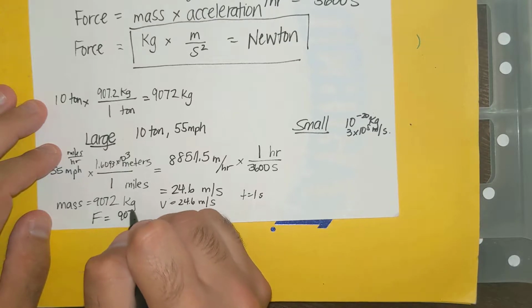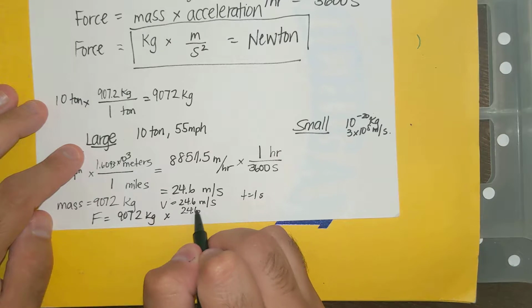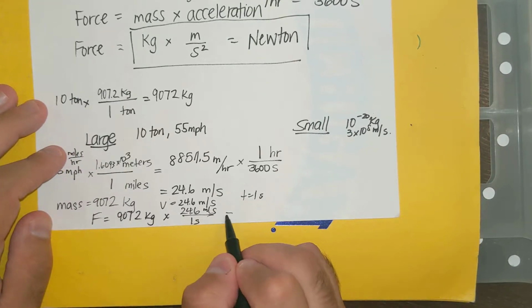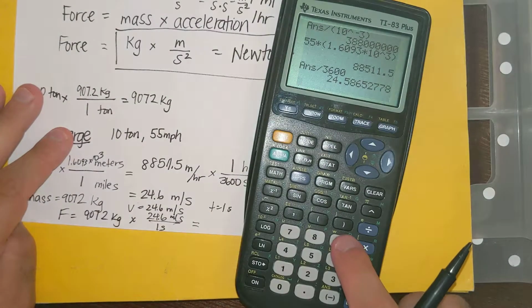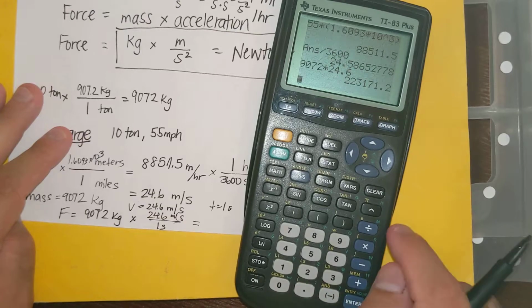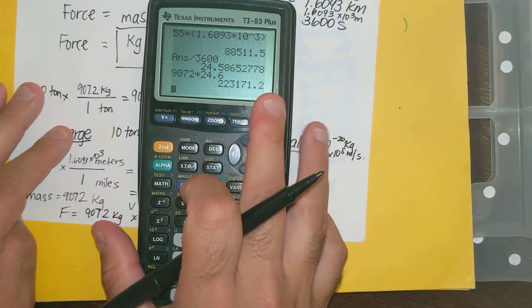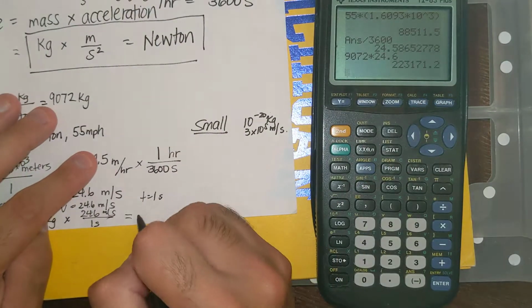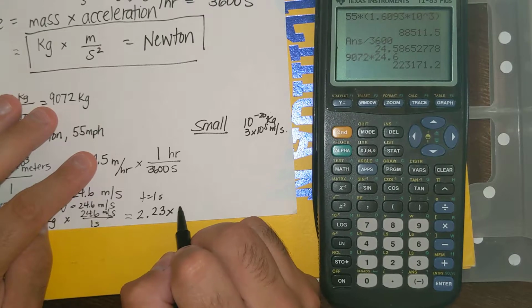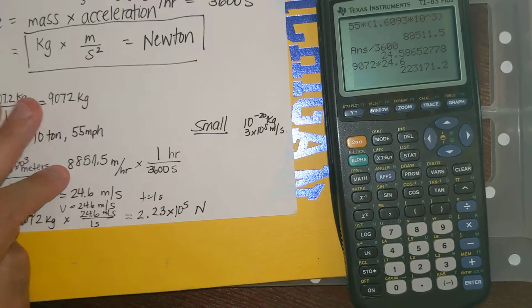Force is equal to 9072 kilogram times 24.6 meters per second over 1 second. I'm just going to assume 1 second, and I'm going to get a really big number: 9072 times 24.6, and then I'll divide that by 1. I get 223171.2. Okay? Let me turn this into 2.23 times 10 to the 5th. We know all of this is a Newton.